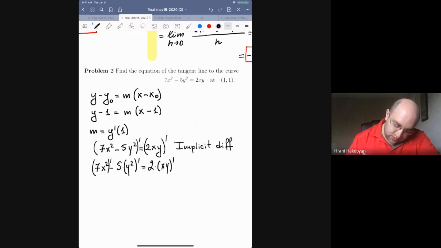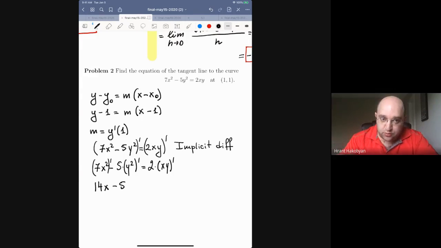Okay, so the first term is of course 14x. The second one, like we did in the midterm, we have y squared, right? y is a function of x, so the derivative of y squared is 2 times y prime, okay? So that's the chain rule together with the power rule.